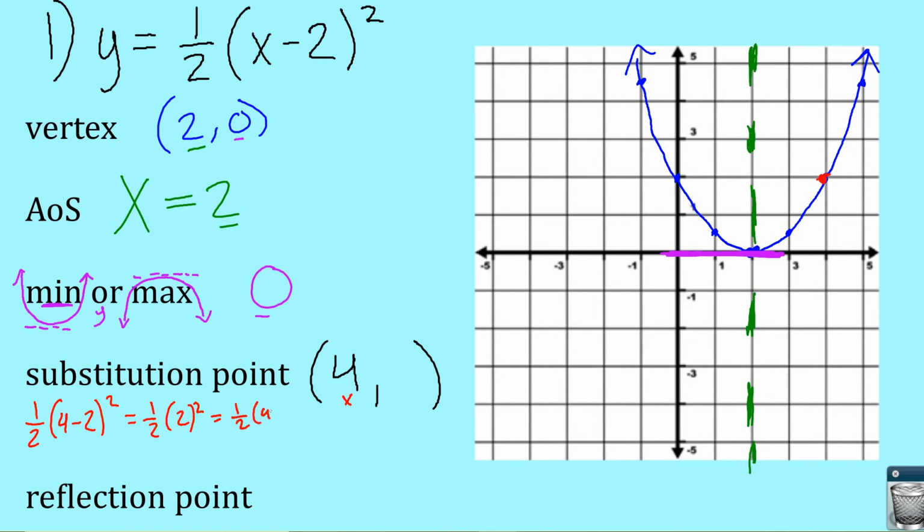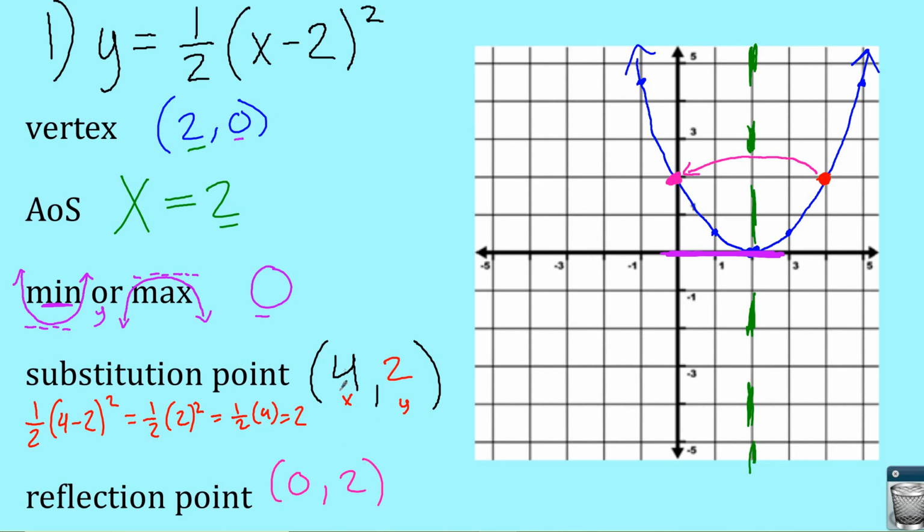1/2 times 4, so 2. So after we plug in 4, we got our output of y, which is 2. So that point is (4, 2). And the reflection point is the one that's across the axis of symmetry. So your mirror. So this one is going to be at (0, 2). Notice it had the same height as the substitution point.